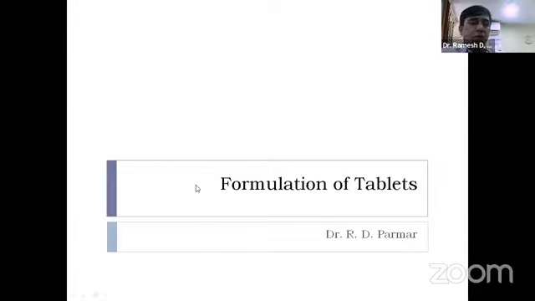So these are a few sample questions you need to keep in your mind while going through this lecture, so that it will strike you when the answer is there. And that's why I'm not sharing the answers at present. So let us start with the formulation of tablets.